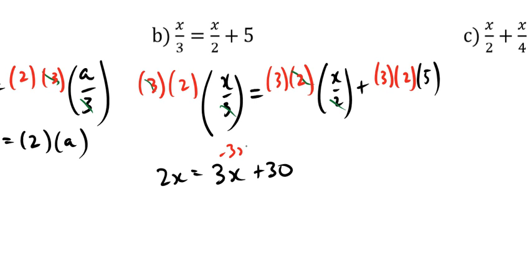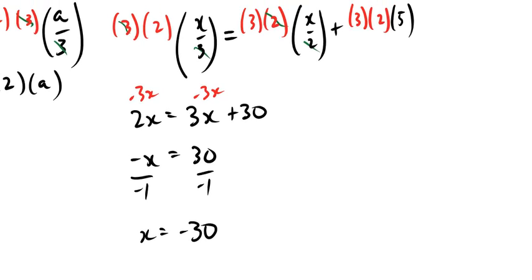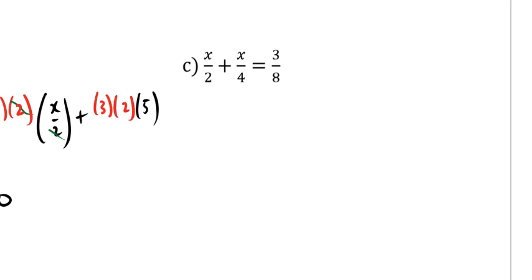Okay, and then hopefully this part, we did a lot of this early on, so if you don't quite remember how to do it, it should come back to you. Divide by negative 1, divide by negative 1. X is negative 30. Okay, one more example that's a little bit trickier again.